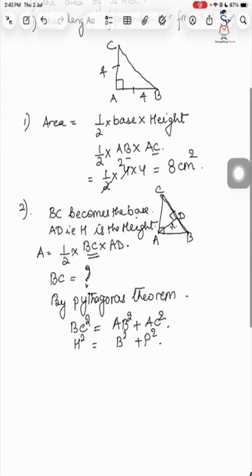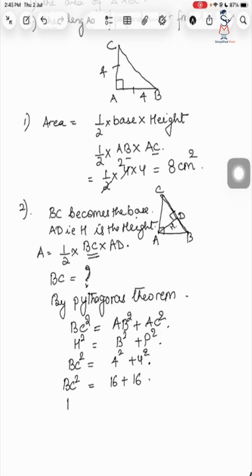So now BC square will become AB is 4 square plus 4 square. That means BC square is 16 plus 16, which is 32. The square we remove, then we put a square root on the other side. So BC is square root of 32.